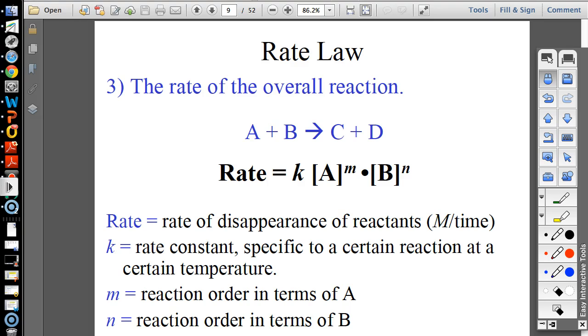Anyway, so the order in terms of A is m, and then in terms of B is n. Notice in this rate law, I'm only dealing with reactants. So on your quiz you just took, right? That question, I won't talk about it because I haven't taken it yet. But that should have been pretty simple because you only had one reactant, so that was the only possible rate law. Okay.